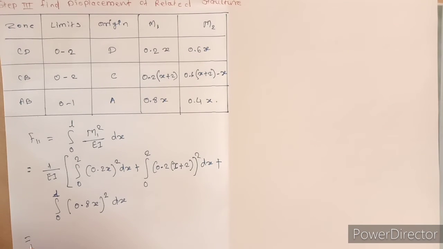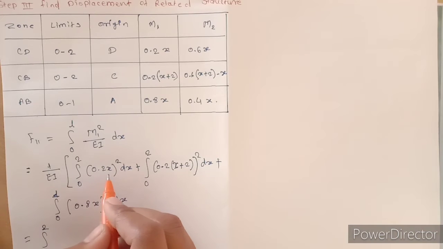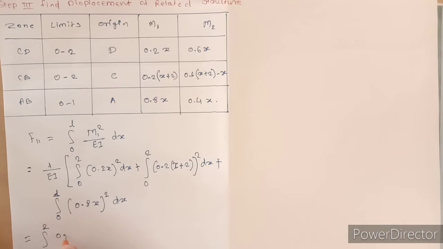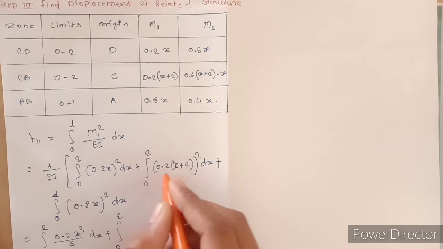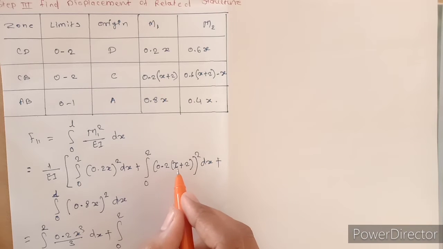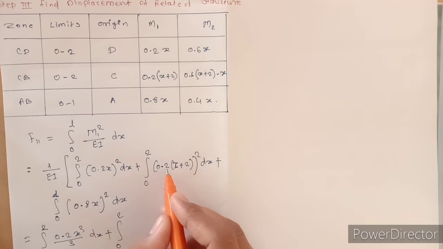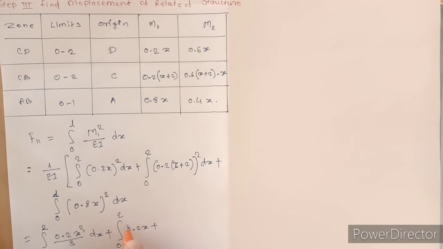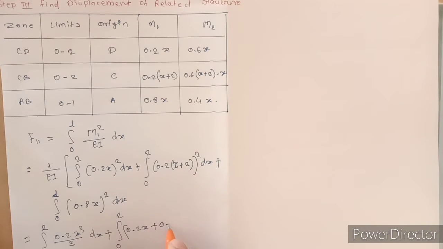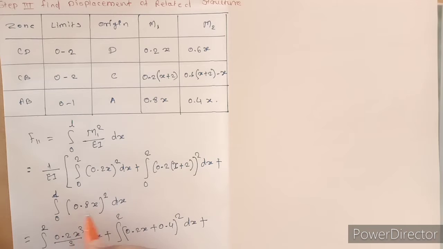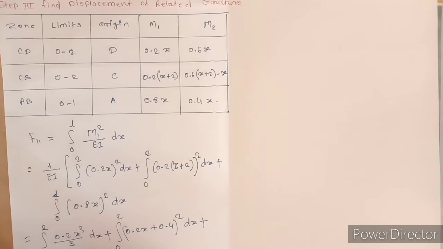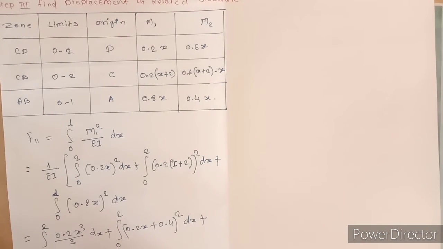So is equal to integration, put limit 0 to 2, this 0.2x bracket square, so integration is 0.2 x cube divided by 3 into dx plus integration 0 to 2, second integration is this 0.2 in bracket x plus 2 whole bracket square, so multiply 0.2 into x is here 0.2x plus 0.2 into 2 is nothing but 0.4 to the power of 2 into dx plus last integration is put limit 0 to L, this 0.8x bracket square, so integration is 0.8 x cube divided by 3 into dx.